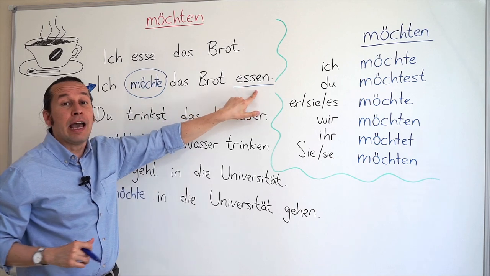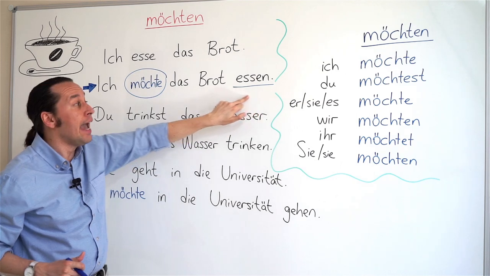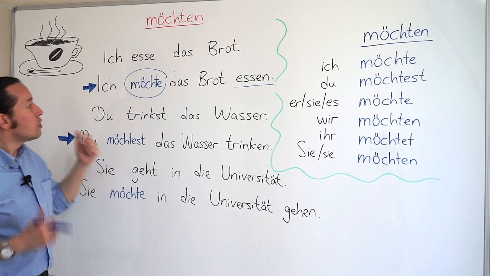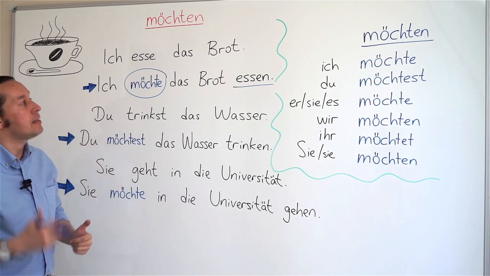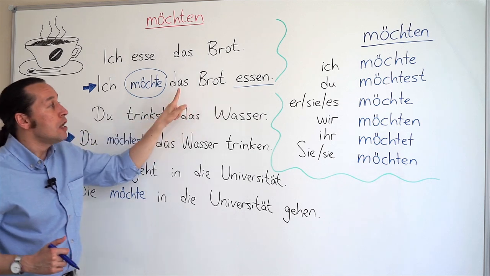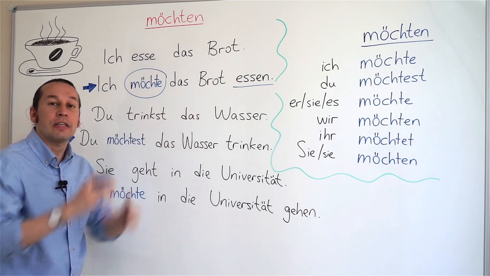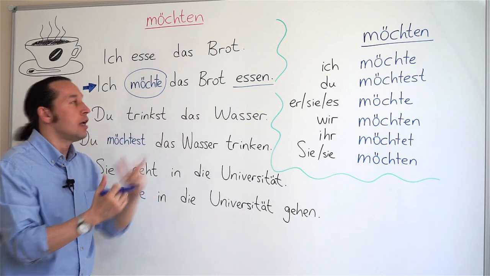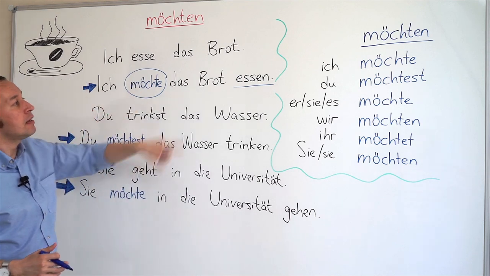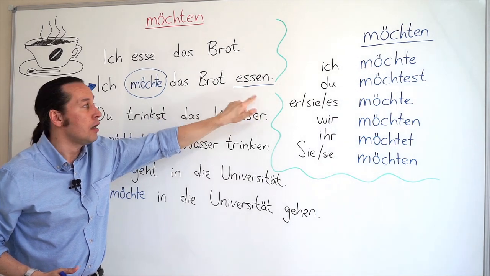So if I have this essen, I need to have this at the end of the sentence. The conjugation will take place here in the second place. So I say, I want to eat bread. Ich möchte das Brot essen. So if there is an article in the sentence, there is a specific meaning. I want to eat that bread, okay? So, ich möchte das Brot essen, with the infinitive form at the end, okay?